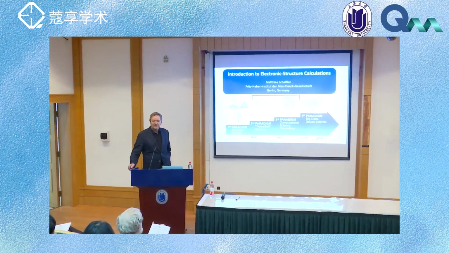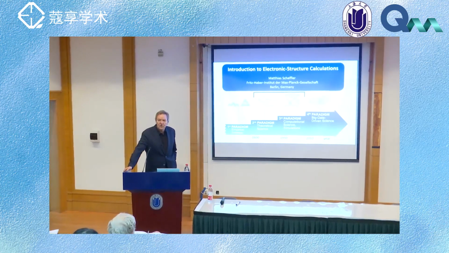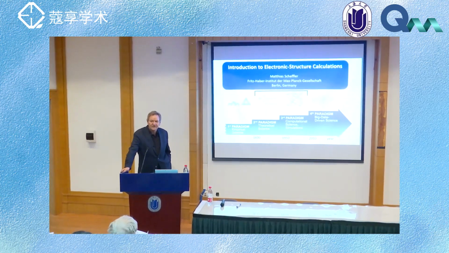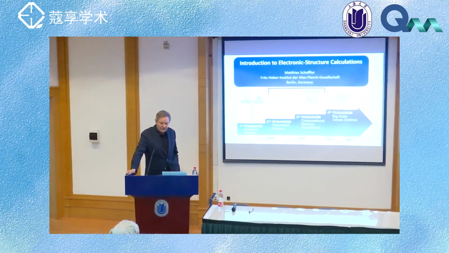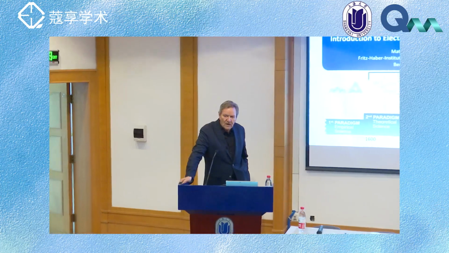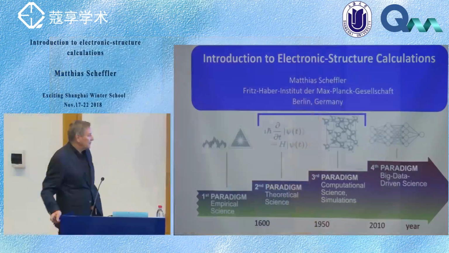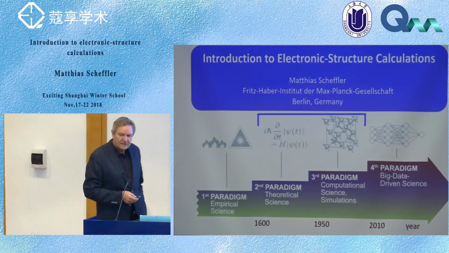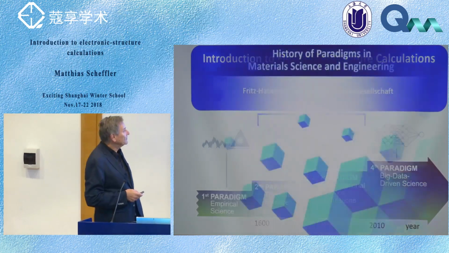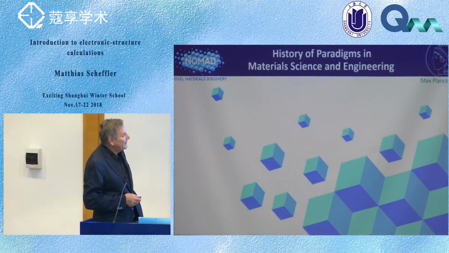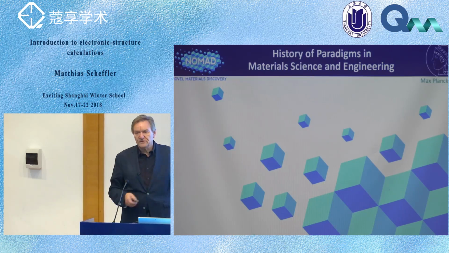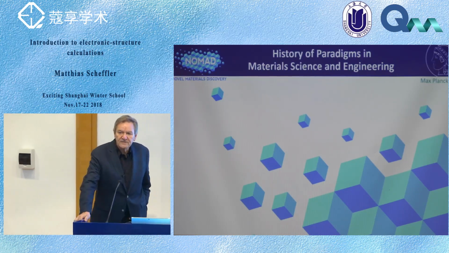So what I'm doing here is giving you some overview about the history and how electronic structure theory evolved and the way I'm looking at it. And I'd like to start with a very general way of looking at the history, how paradigms in materials science and engineering have developed. Now, a paradigm means a way of thinking.